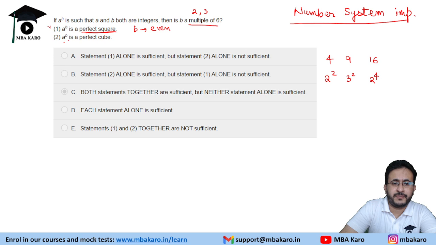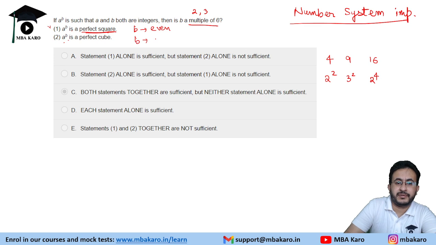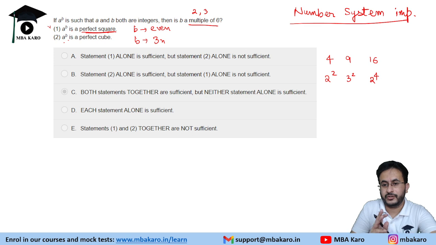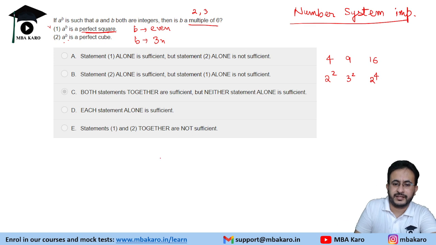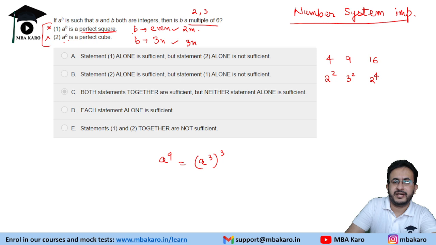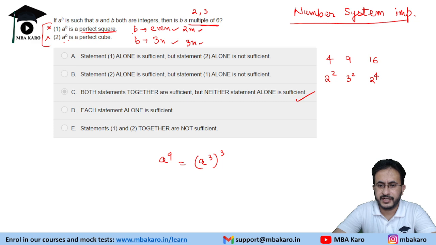Now when we say a raised to the power b is a perfect cube, it means b is a multiple of 3. Okay, do not say just 3, it can be sixth power also. So always remember that a perfect cube does not mean that it is just a power of 3. Like if I say a raised to the power 9, that is also a perfect cube. Okay, so from this we get b is even, from this we get b is a multiple of 3. Now when we combine both things, it is a multiple of 2, it is a multiple of 3 also. So you can say even is 2m, it is 3n. So it is a multiple of 2, a multiple of 3, hence it is a multiple of 6. So both statements together are needed to answer this question.